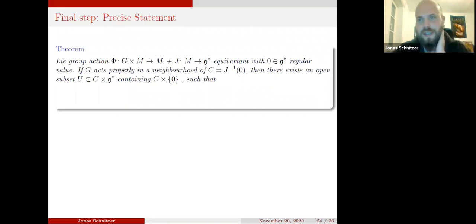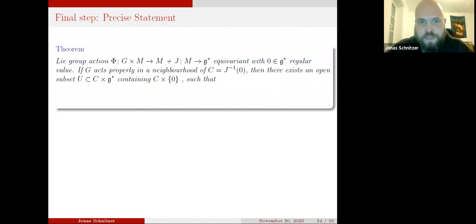Okay, the final step is we made some assumptions. For example, we said that M is C times G star and all the stuff. So I want to make, as a final step, I think I'm basically in time, the precise statement of what we have.